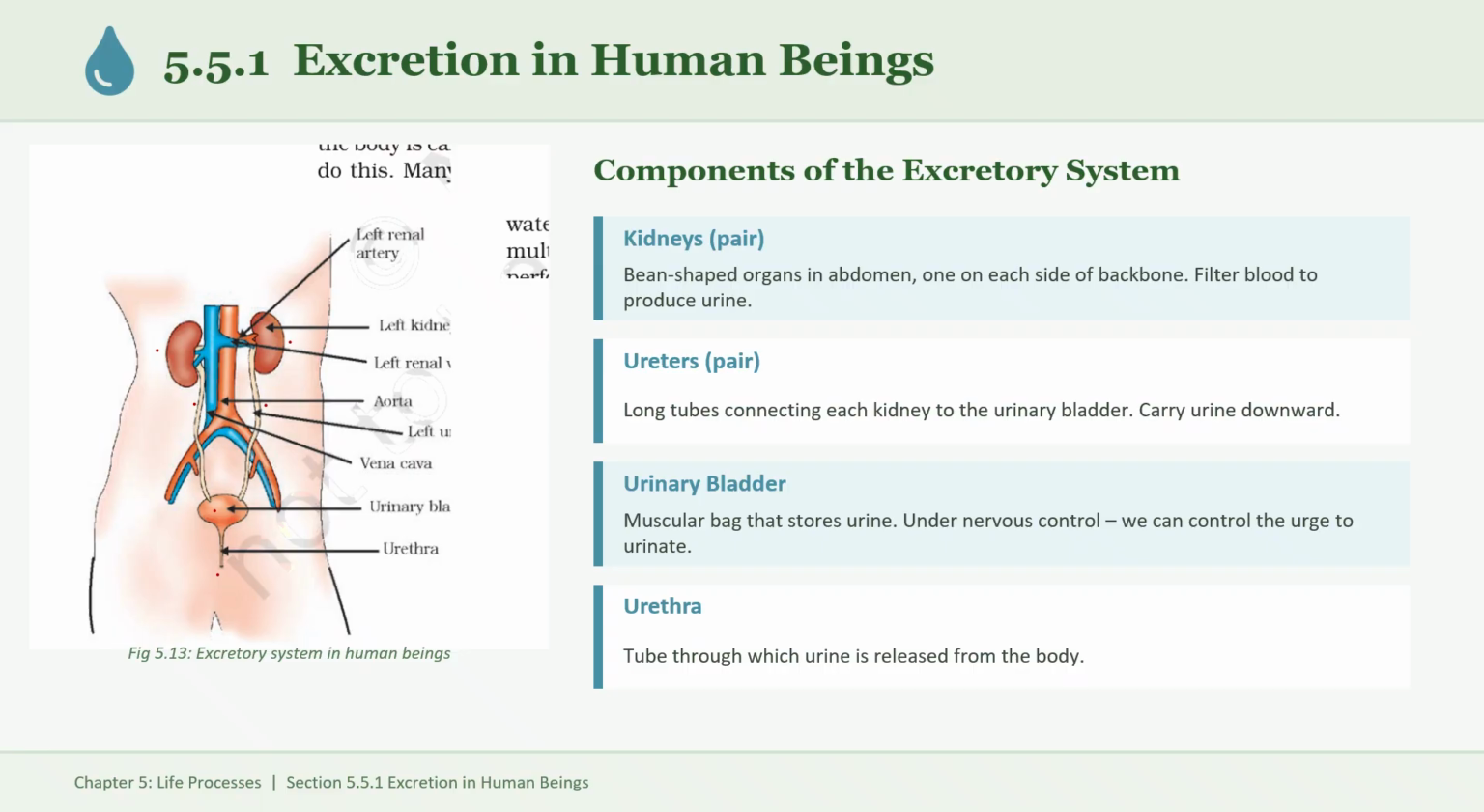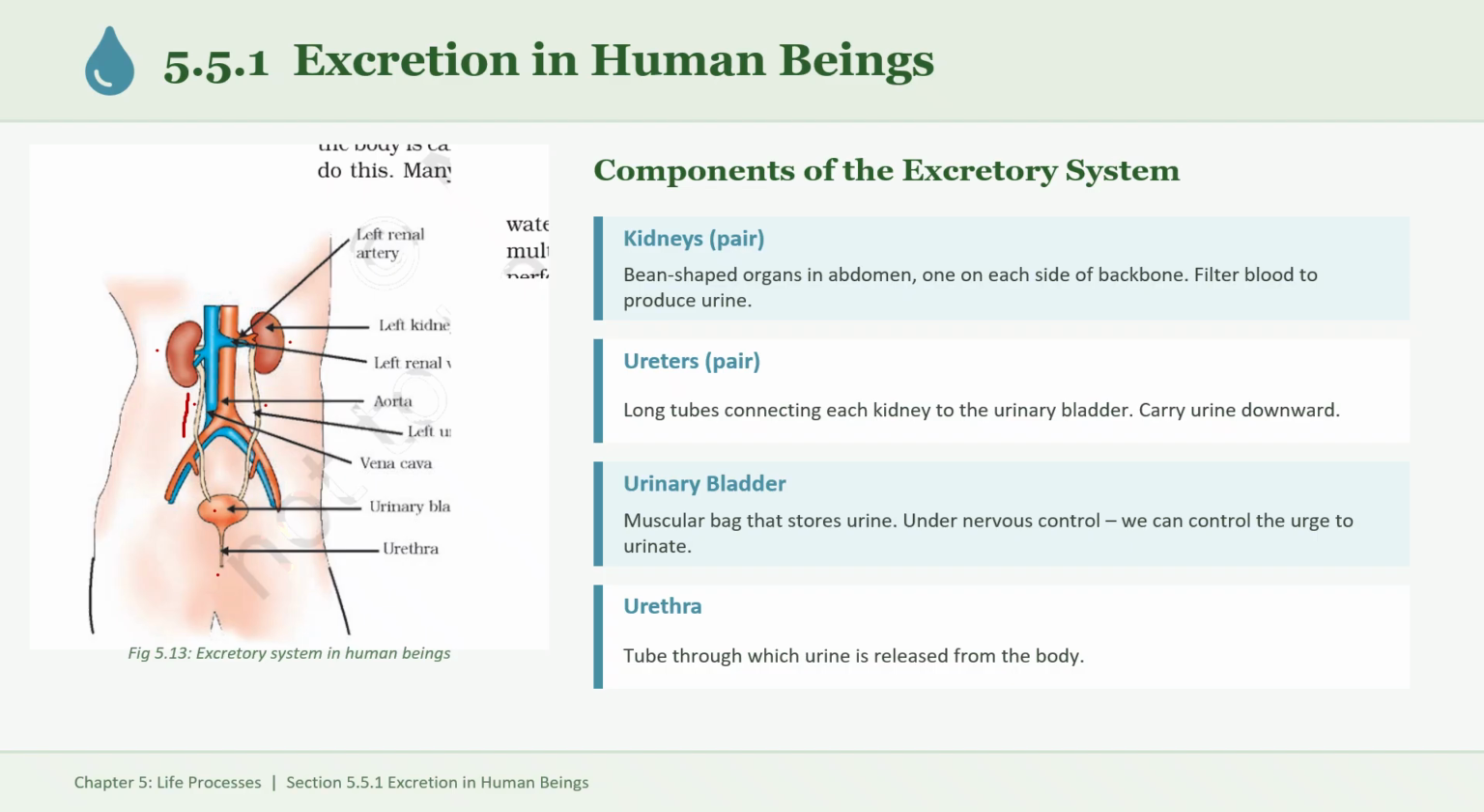What is this kidney? How is this kidney looking, children? They are bean-shaped organs in the abdomen, located in the abdominal region on each side of the backbone. On each side of the backbone, you can see the kidney. What it does: it filters the blood and produces urine. This tube-like structure, can you see this one, we call it a ureter. There is also a pair of ureters. These are long tubes connecting each kidney to the urinary bladder. It carries the urine downward to the urinary bladder.